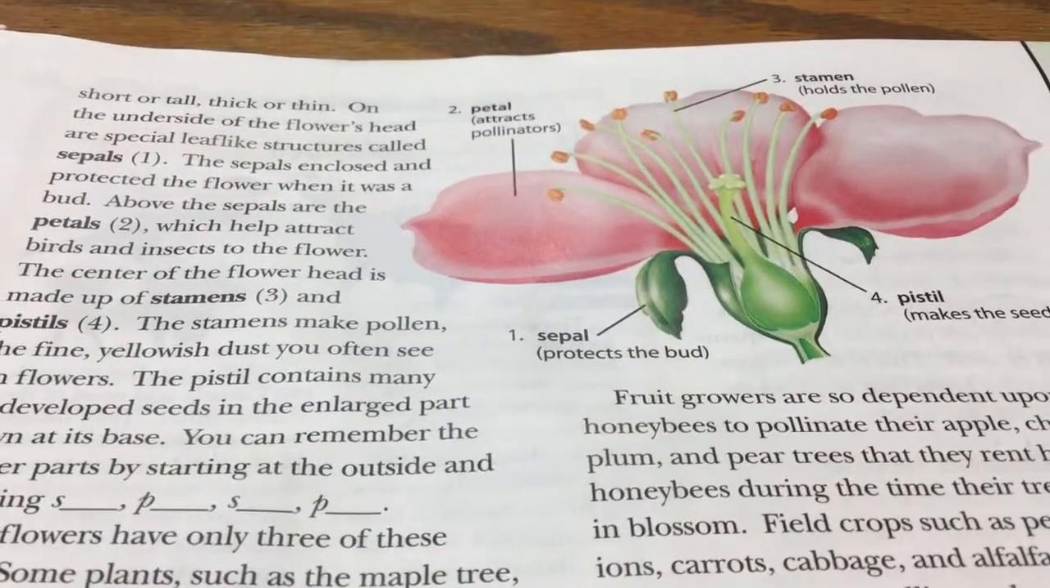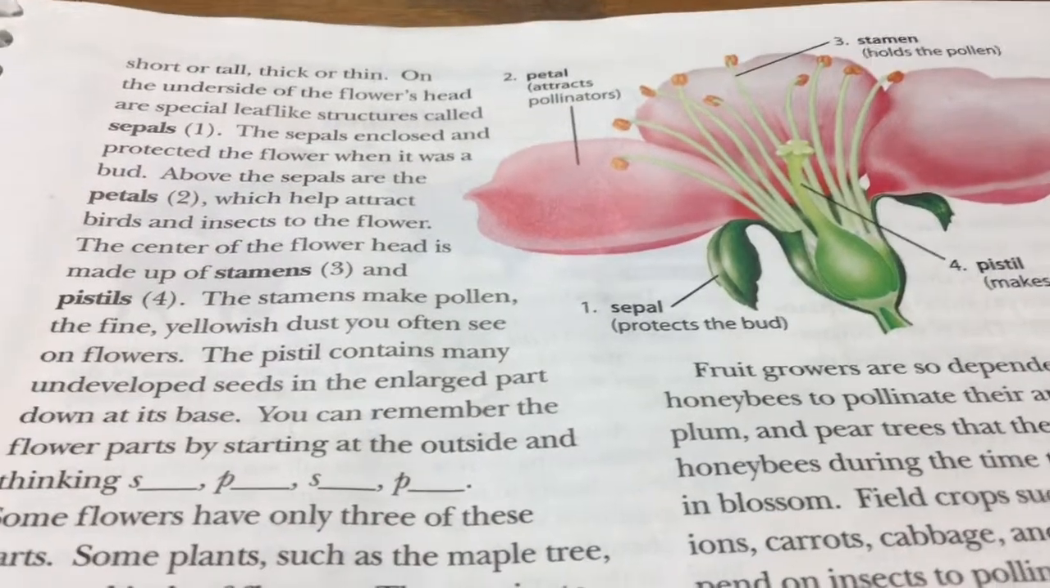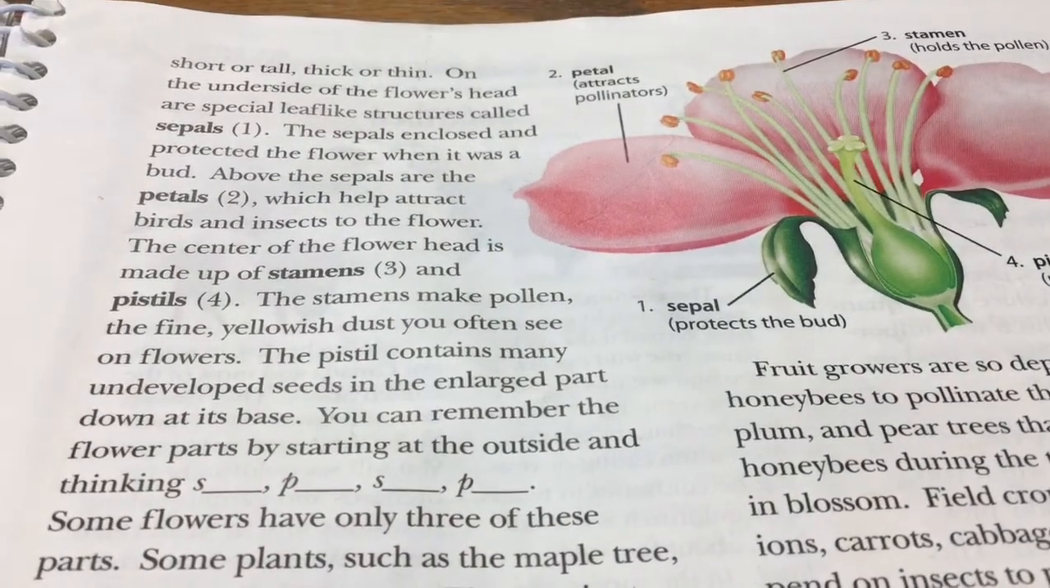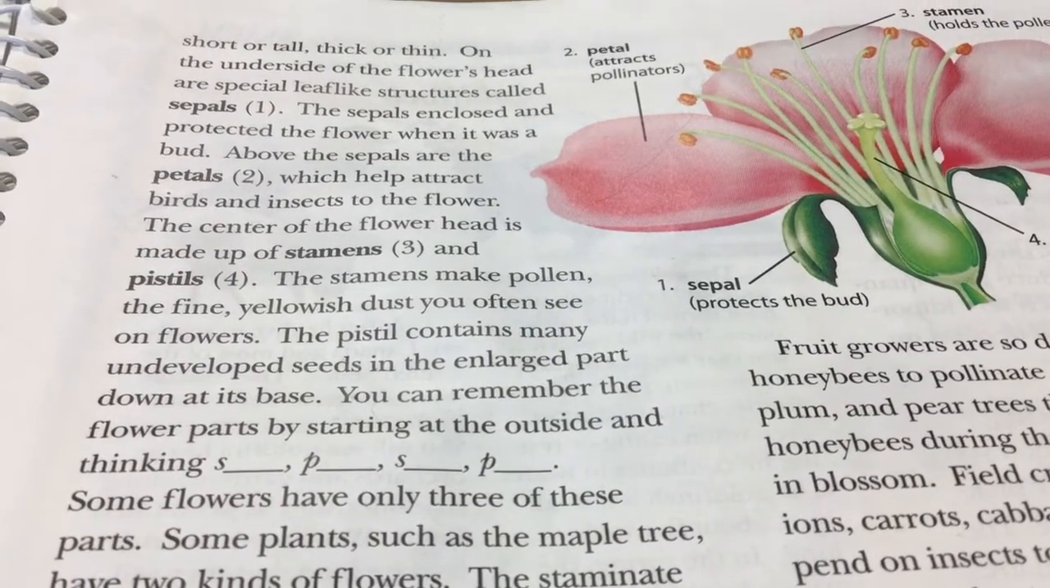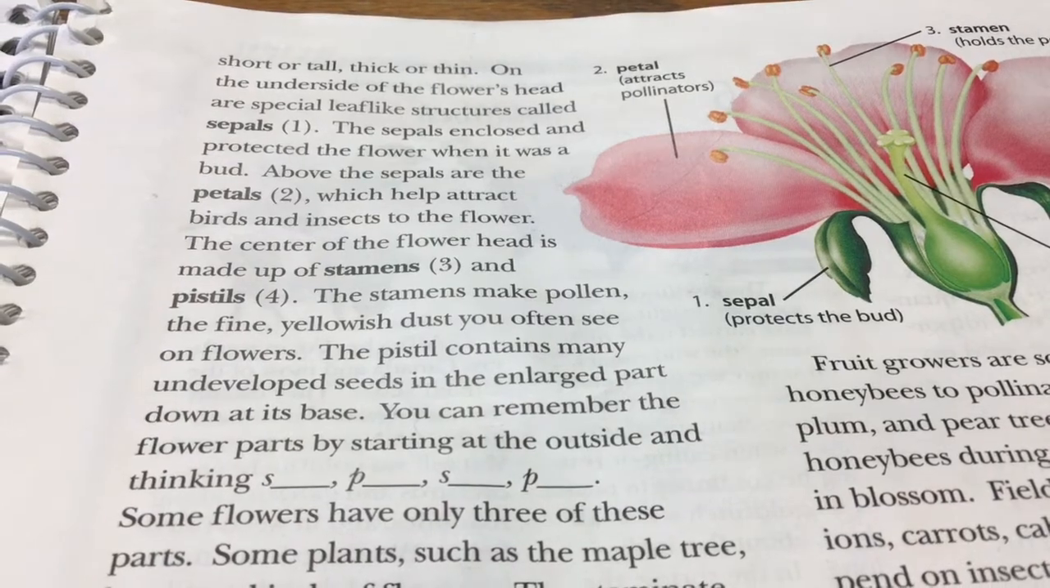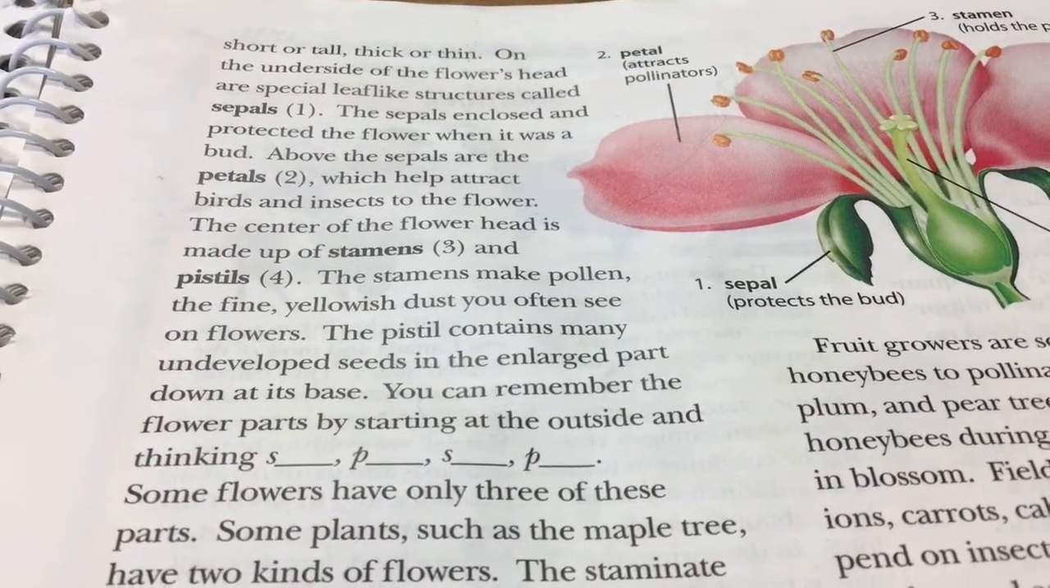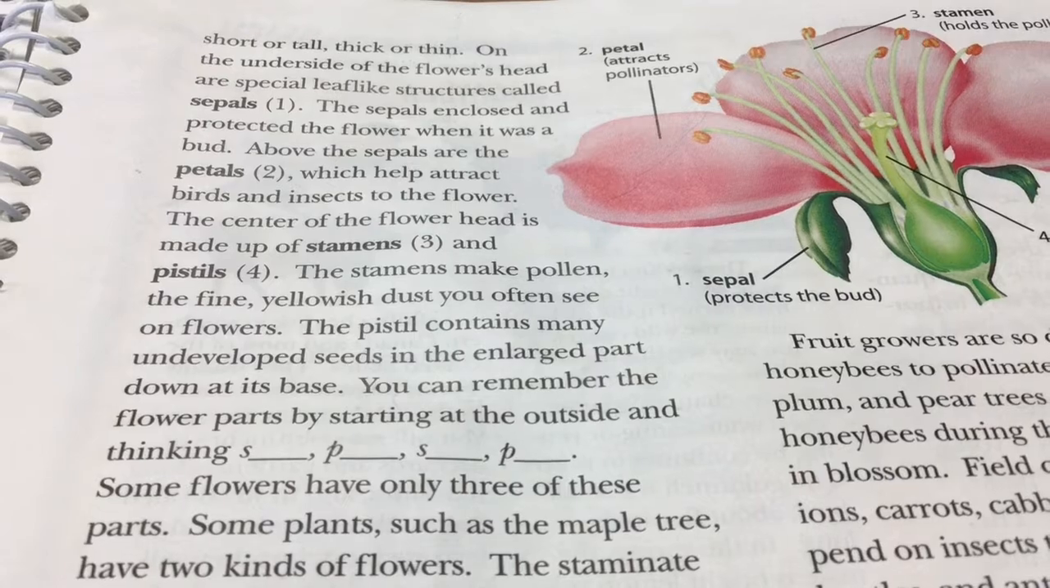And you can see that in the picture there. The sepal encloses and protects the flower when it is a bud. Above the sepal are the petals, number 2, which help attract birds and insects to the flower. The center of the flower head is made up of stamens, number 3, and pistils, number 4.